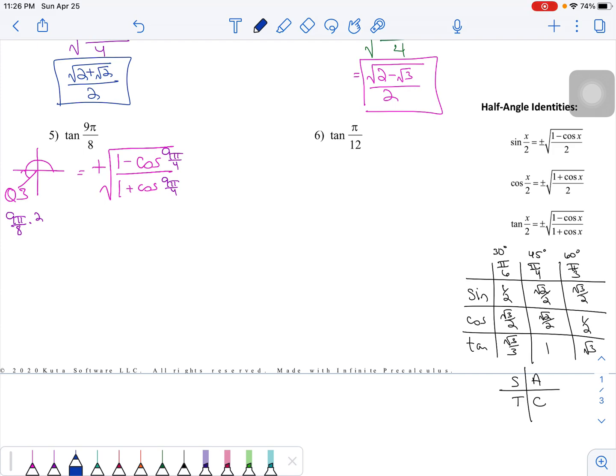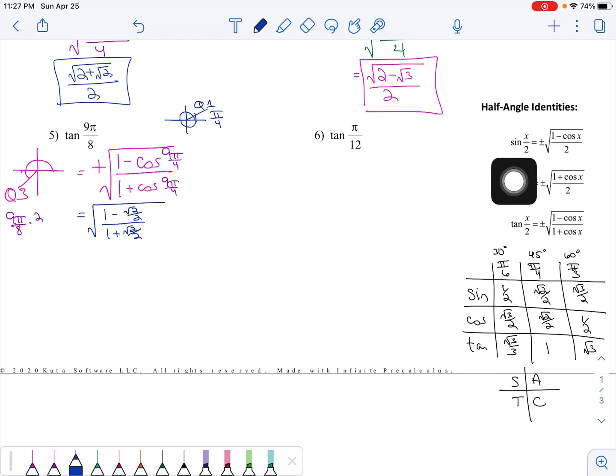Where is 9 pi over 4? We're dealing with a denominator of 4, so it would be 4 over 4, 8 over 4, and a little bit further puts you into quadrant 1 with a reference angle of pi over 4. So 9 pi over 4 is actually coterminal to pi over 4, which is nice. So this is going to turn into the square root of 1 minus, now the cosine of pi over 4 is root 2 over 2, so root 2 over 2, all over 1 plus root 2 over 2.